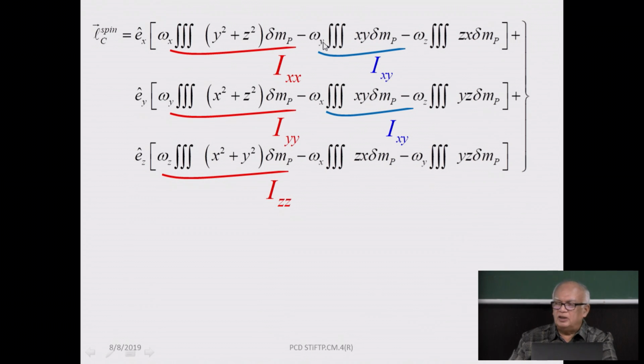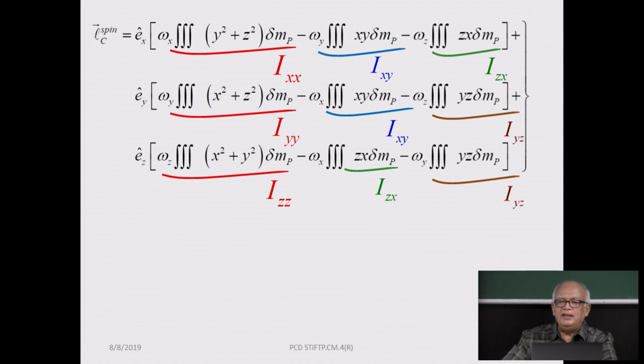they come in products with the components of the angular velocity, which are omega y here and omega x in the second. And similarly, there are two other terms, one with omega z and the other with omega x. And then there are another two terms. Okay, so there are these 9 terms which are called the components of the moment of inertia tensor.